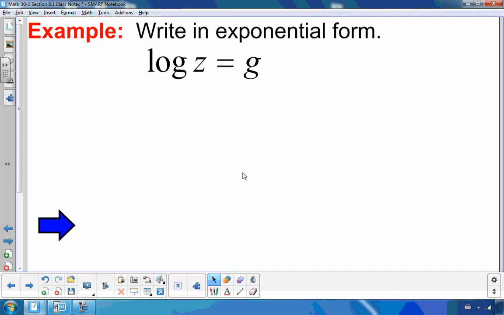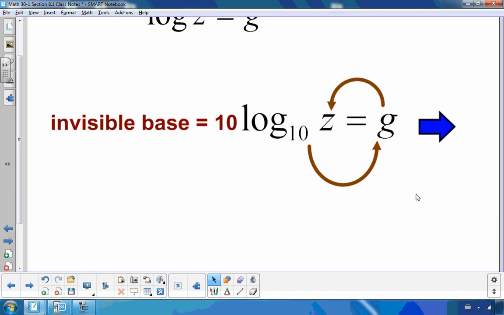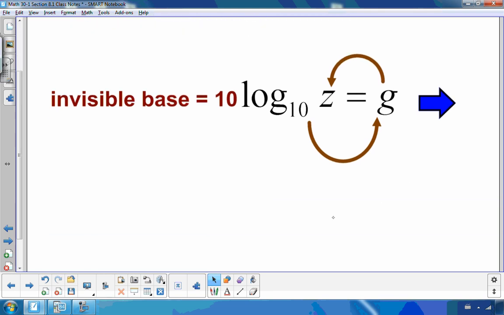So again, I have a log, but it has no base. So hopefully you remember from before, that has an invisible base of 10. So I could rewrite it as log base 10 of z equals g. So let's use the circle of logs and write that in exponential form. So it will be 10 to the g equals z.